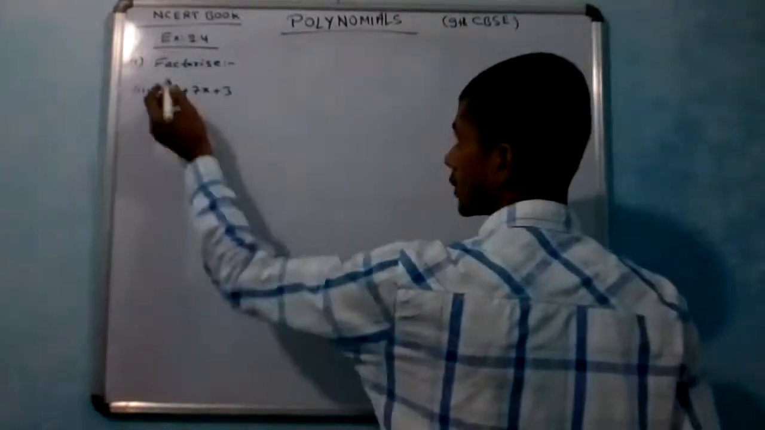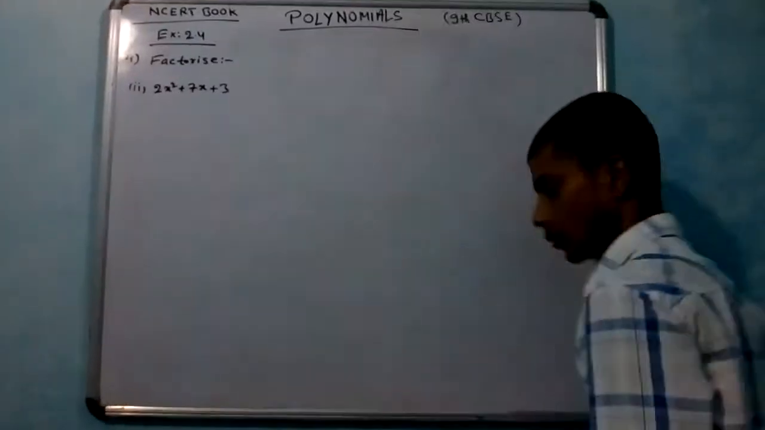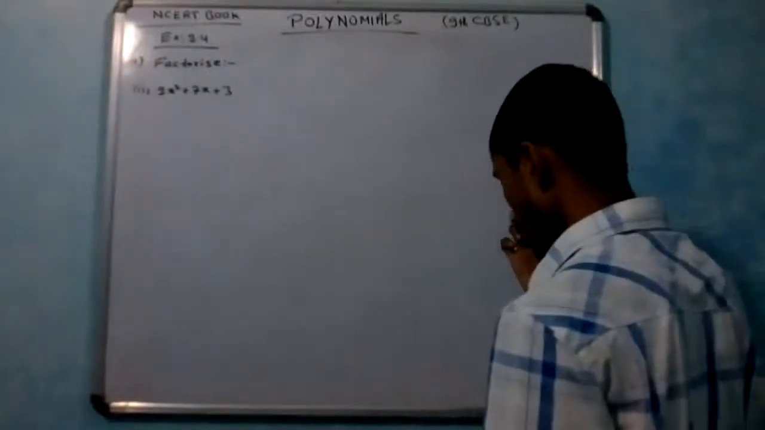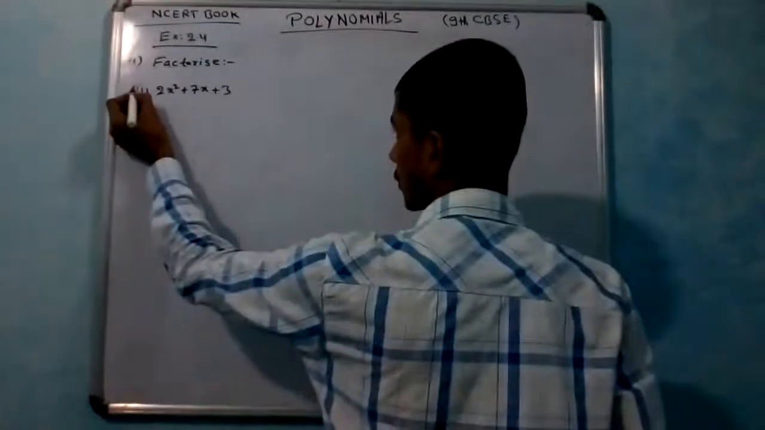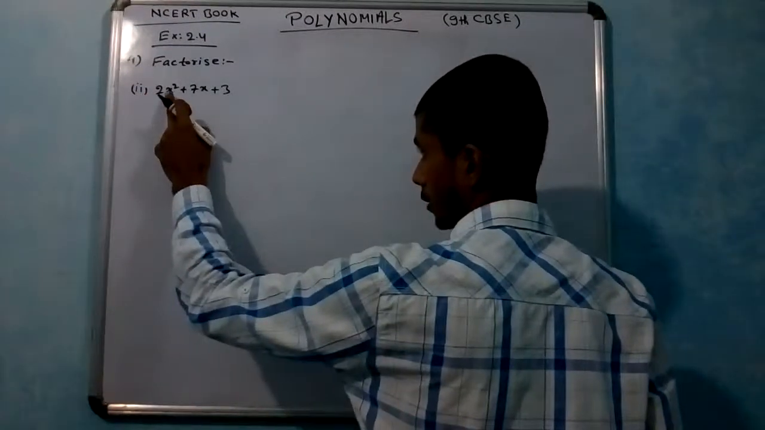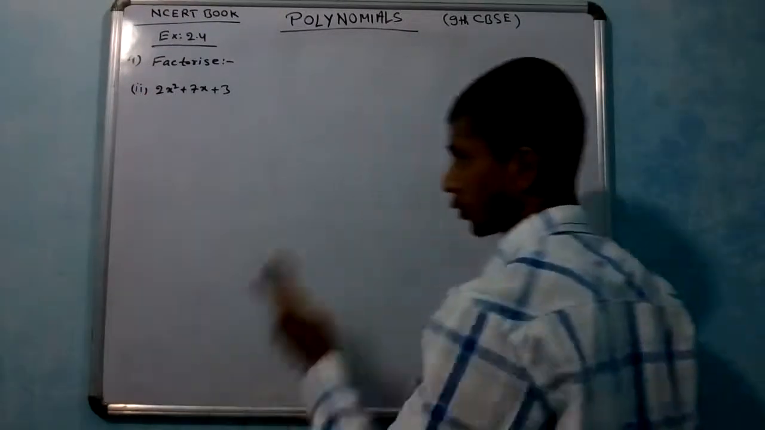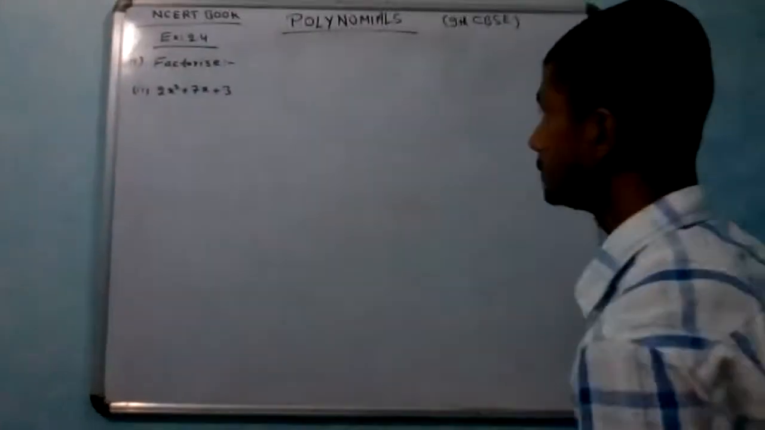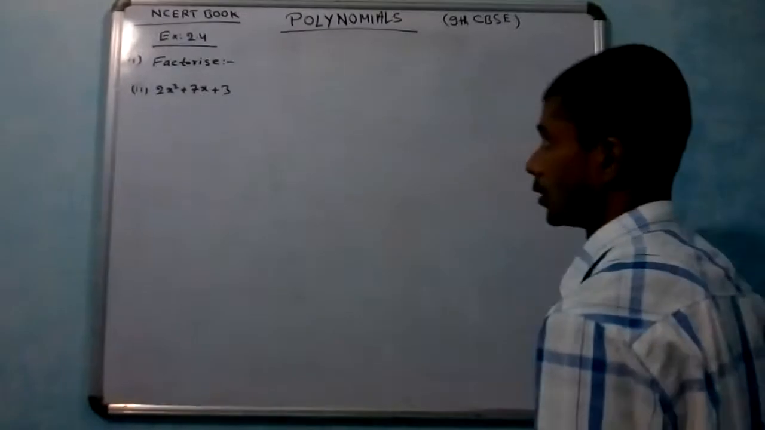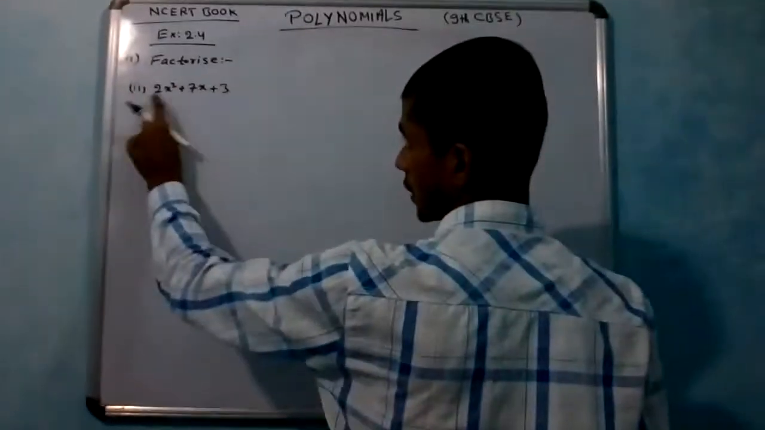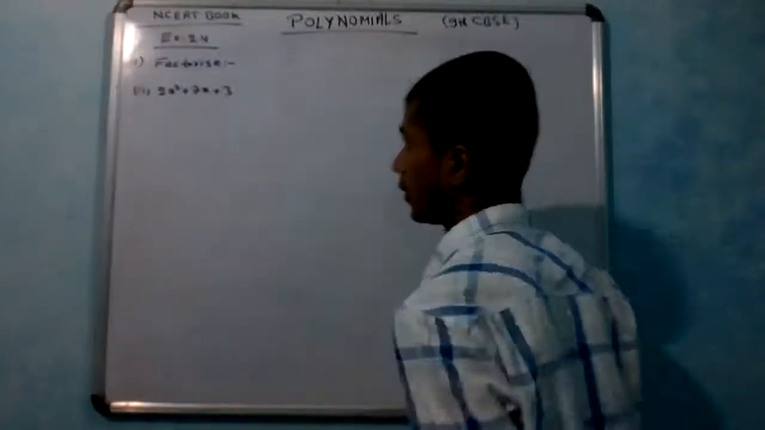So we were learning factorization yesterday, no? How to break the quadratic polynomial into the product of two linear polynomials. Okay? So the fourth question, let us see the second one. You dictate to me.